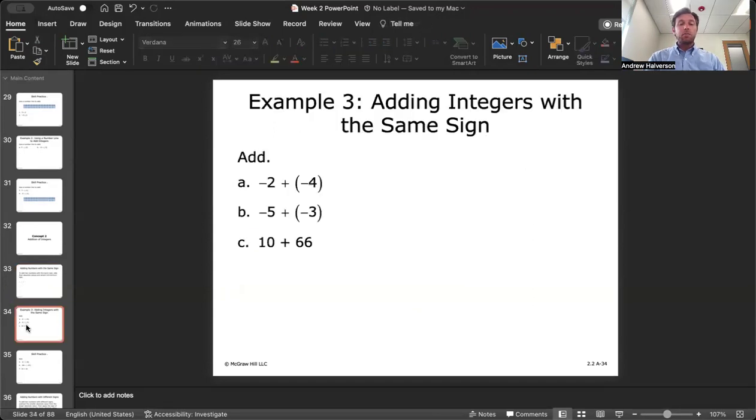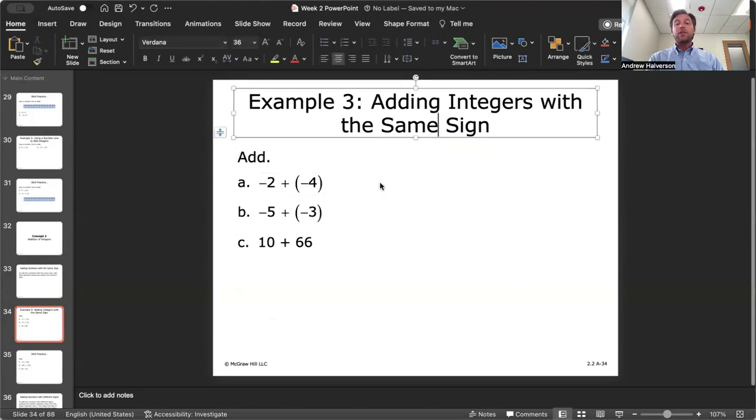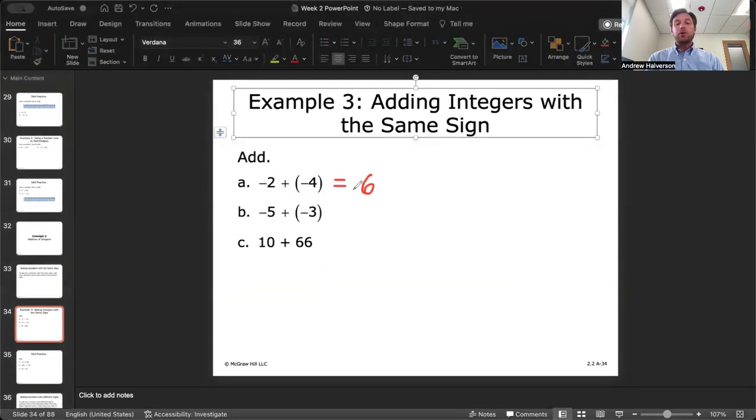And so we can see some more examples like this. -2 plus -4, you add the 2 and the 4 together and attach the common sign. So the 2 and the 4 will give the 6, and we attach the common sign of negative. -5 plus -3, combine the 5 and the 3 to get 8, attach the common sign. That's how that works.